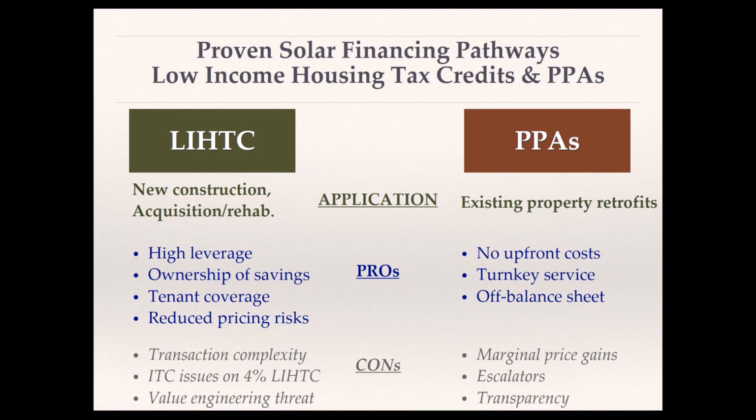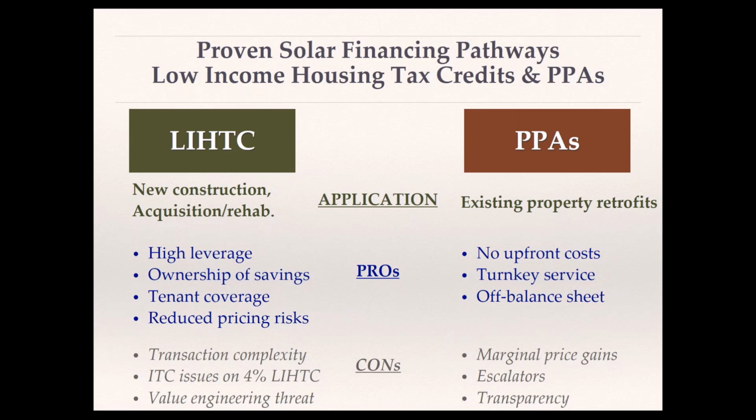So each of these approaches has pros and cons. Clearly, under the low-income housing tax credit, there's high leverage of other funding resources in play that leads to being able to reach tenant units and producing generally higher savings values, which I think reduce long-term pricing risk on the property. PPAs, on the other hand, because they're no upfront cost and turnkey models, tend to be a go-to preference for a lot of properties.